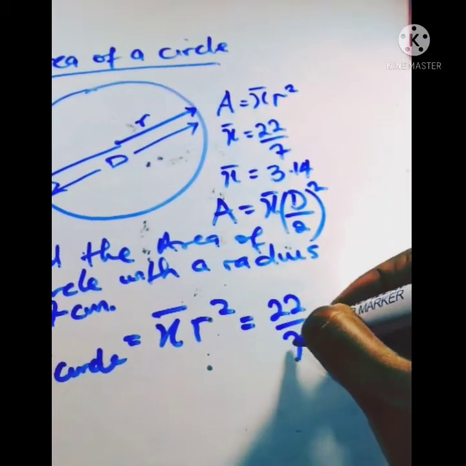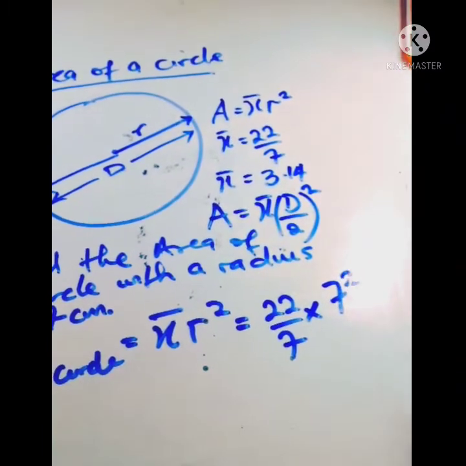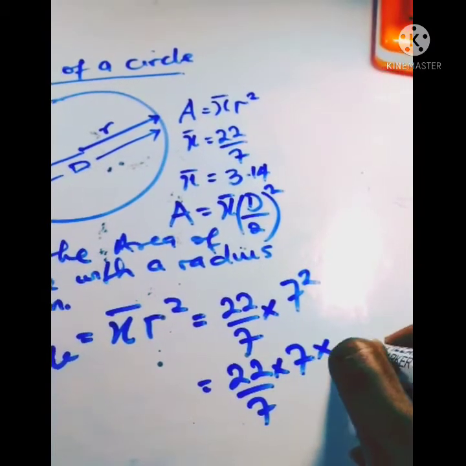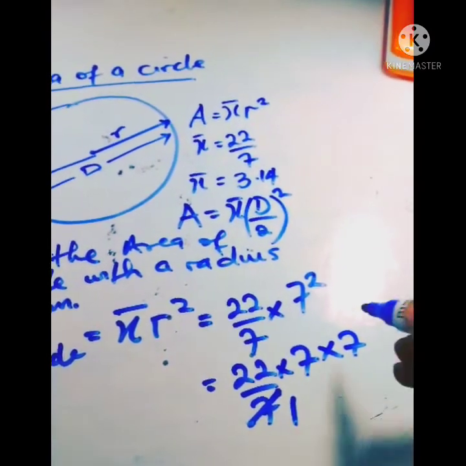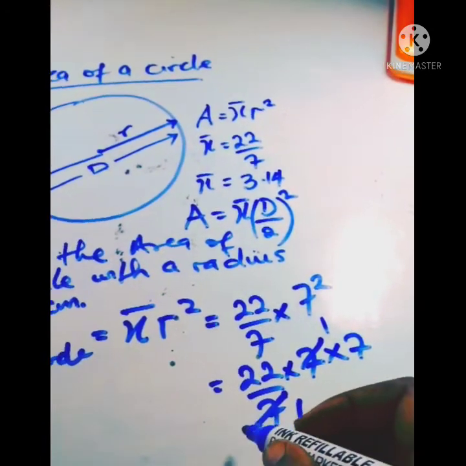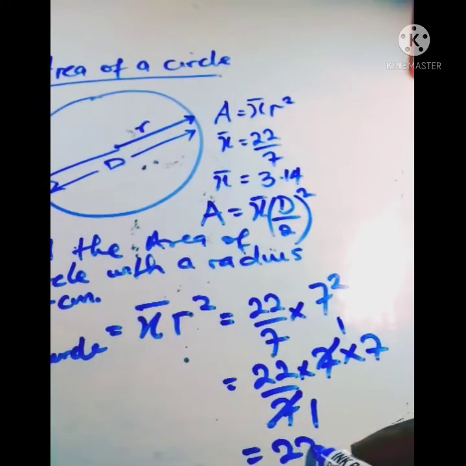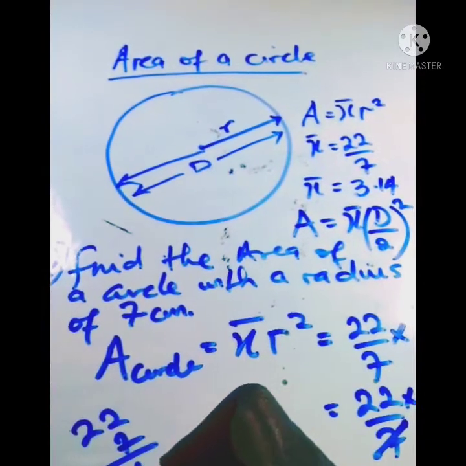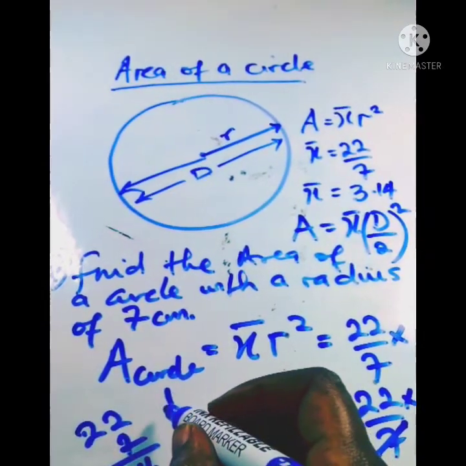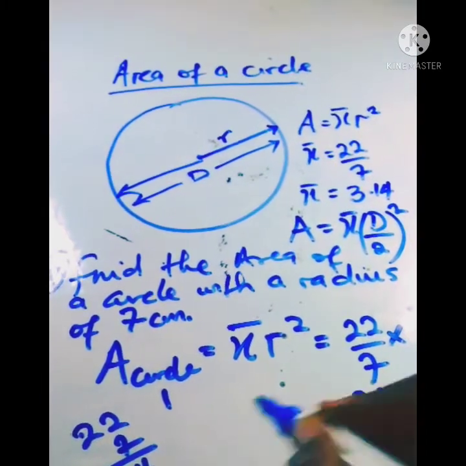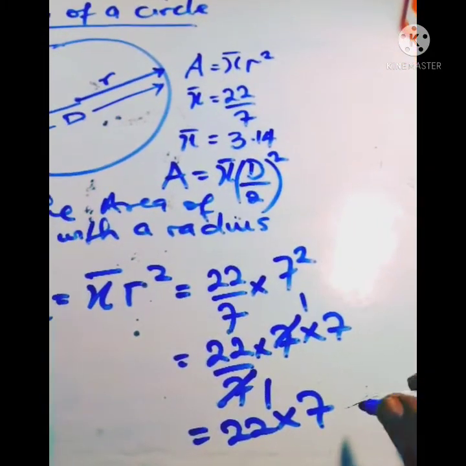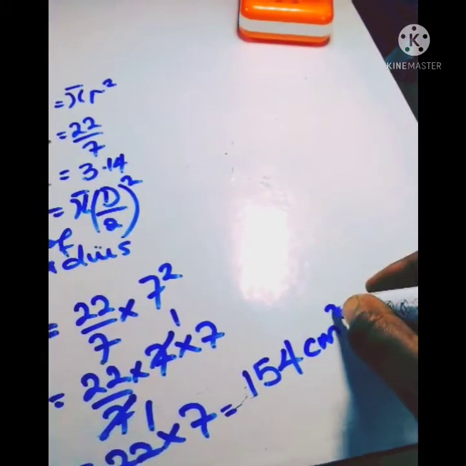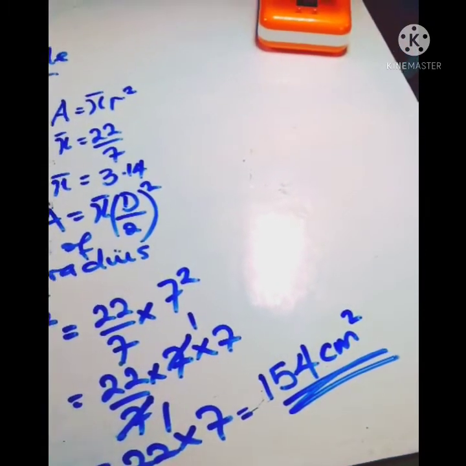Pi is 22 over 7 times 7 squared, okay? And we know that 22 over 7 times 7 times 7, that's 7 squared. 7 cancels here, 1, 7 cancels here, 1. And so we are left with 22 times 7. Now 22 times 7 is 14, carry 1, 14 plus 1, 15. So our answer is 154 centimeters squared. So that's our area.